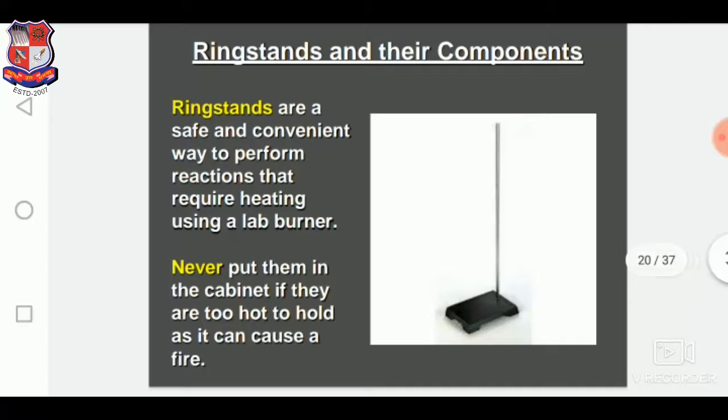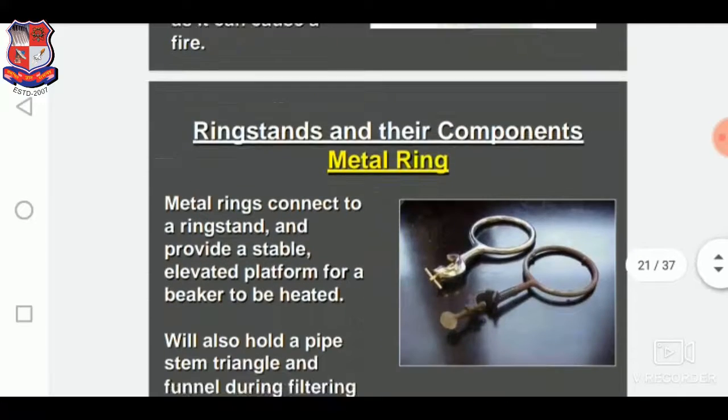The ring stands and their components. Ring stands are a safe and convenient way to perform reactions that require heating using a lab burner. Never put them in the cabinet if they are too hot to hold, as it can cause a fire.